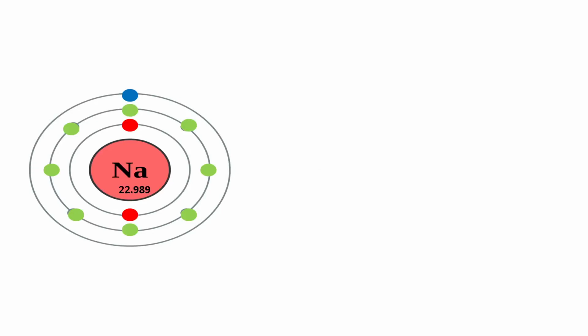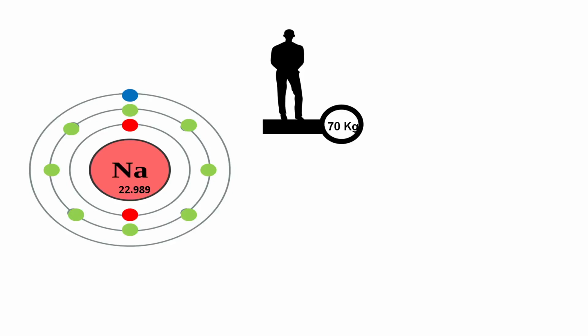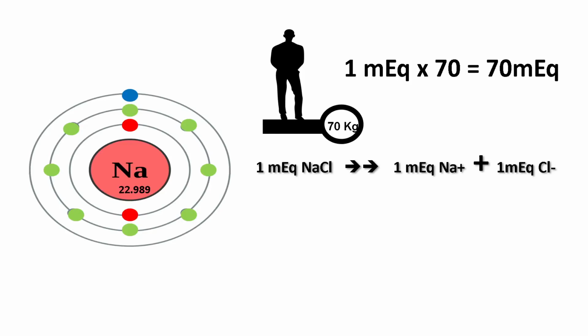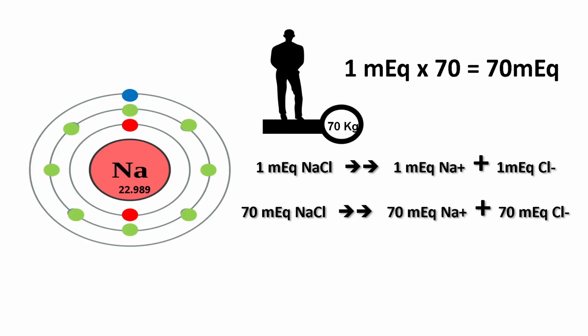Now let's see. A 70 kilo man will require 1 milliequivalent of sodium per kg per day. So he will be requiring 70 milliequivalents of sodium per day. We know 1 milliequivalent of sodium will dissociate into 1 milliequivalent of sodium plus 1 milliequivalent of chloride ion. So 70 milliequivalent of sodium chloride will dissociate into 70 milliequivalent of sodium and 70 milliequivalent of chloride ion.